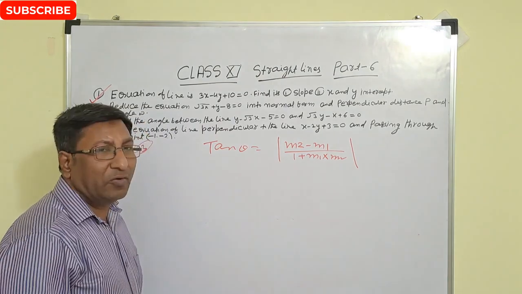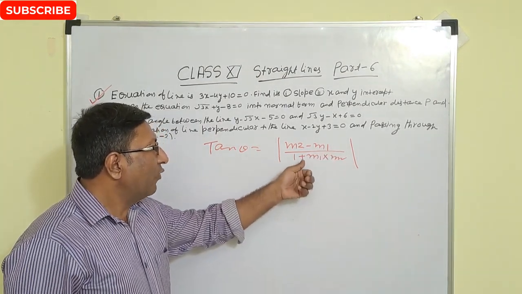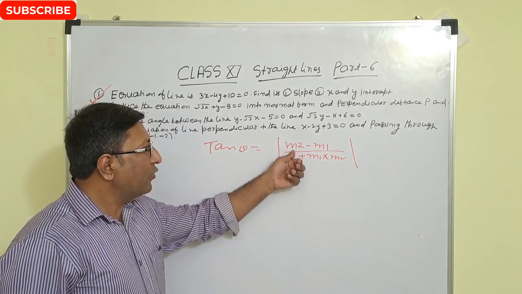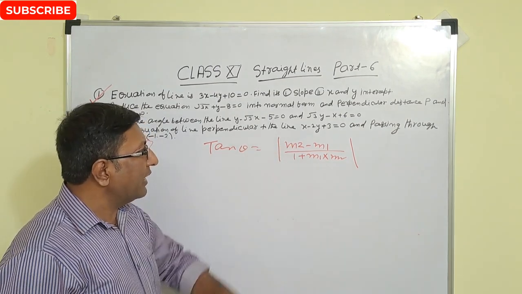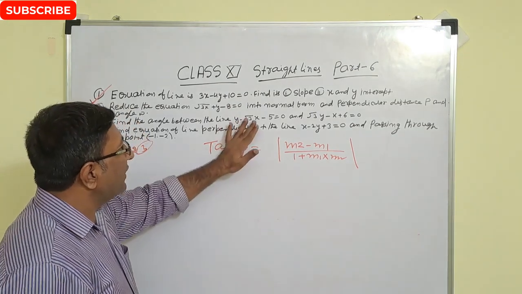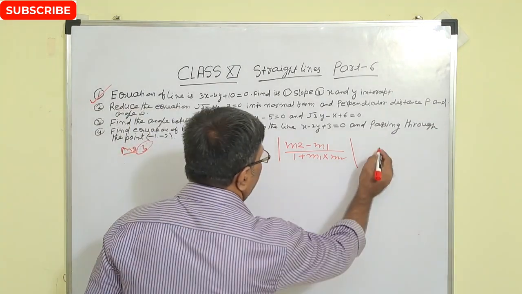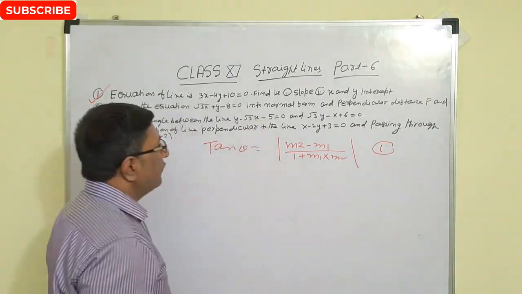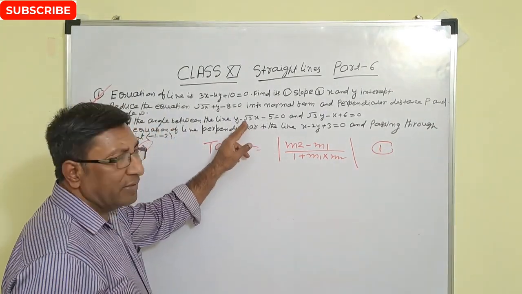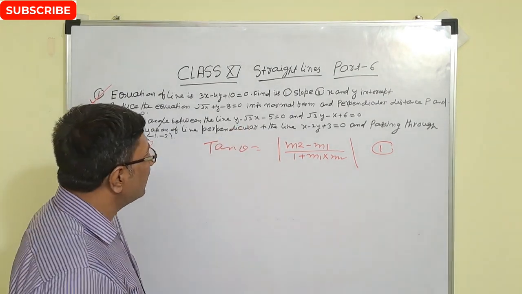So tan theta equal to what? M2 minus M1 divided by 1 plus M1 into M2. M2 is what? The slope of the second line. M1 is what? The slope of the first line. So first you find the slope of the first line and the second line. For finding the slope, first you put the equation in the y equal to mx plus c form.